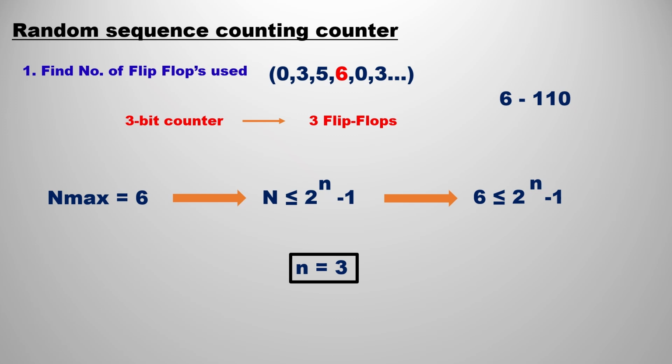Or for this random sequence counting, we have another formula. The formula is N greater than or equal to 2 to the power n minus 1. As the maximum is 6, we can simply put 6 and find that n equals 3. So we have decided the number of flip-flops.